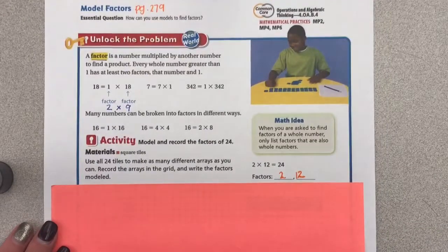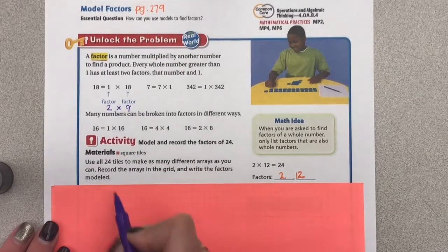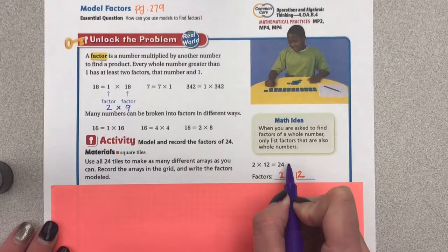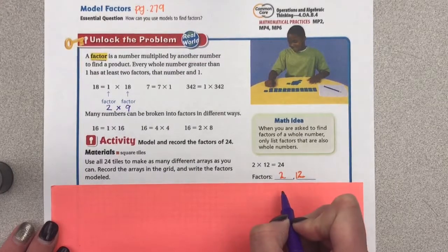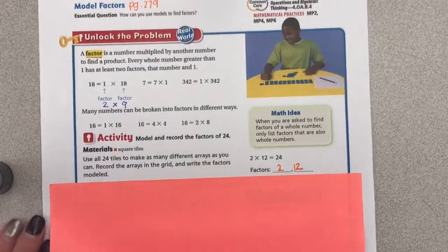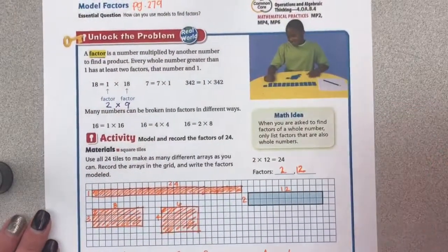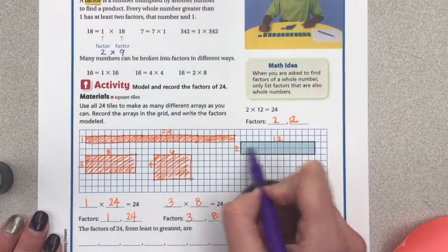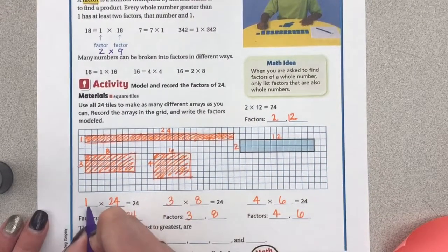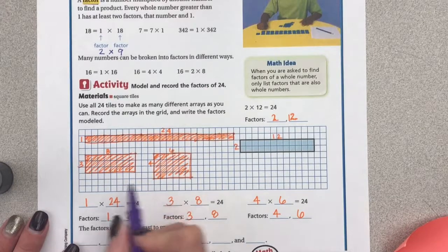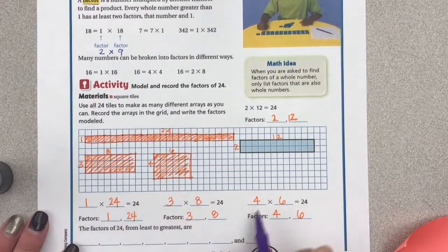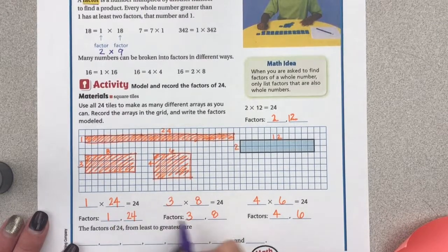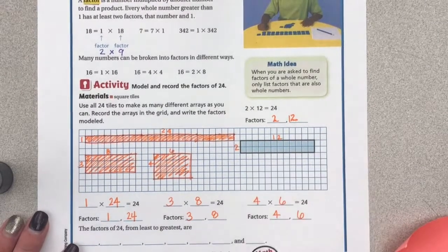So down here, if we look at the activity, we want to use 24 tiles to make as many different arrays as we can. So basically, we're finding all the factors, all the different ways that we can multiply together to get to 24. So I've drawn them all out here for us. So we have 2 and 12 was done for us, so 2 and 12. And then we can think of 1 times 24, 3 times 8, and 4 times 6. So the factors would be 1 and 24, 3 and 8, 4 and 6, 2 and 12.